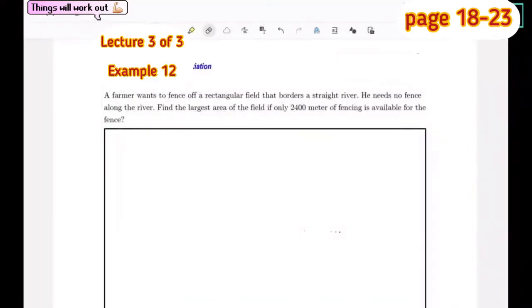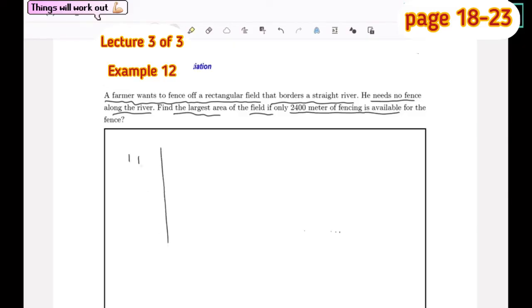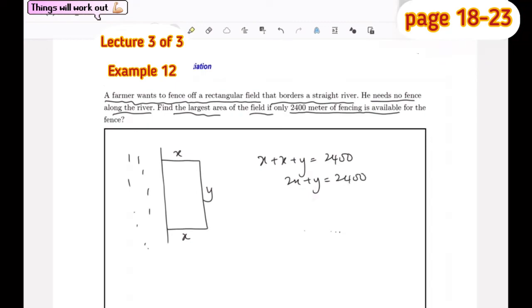Let's look at the first example of optimization problems. A farmer wants to fence off a rectangular field that borders a straight river. He needs no fence along the river. Find the largest area of the field if only 2,400 meters of fencing is available. Let's say this is your river, and this is your field. This side is x, x, y. So 2x plus y equals 2,400, so y equals 2,400 minus 2x.